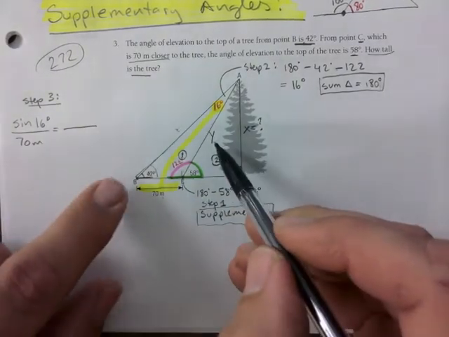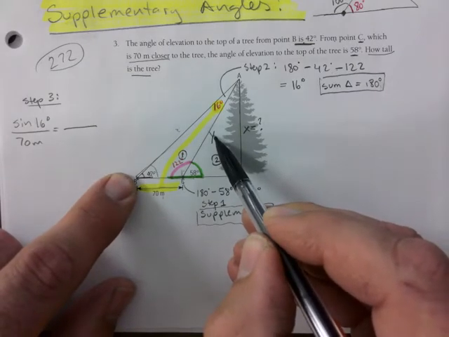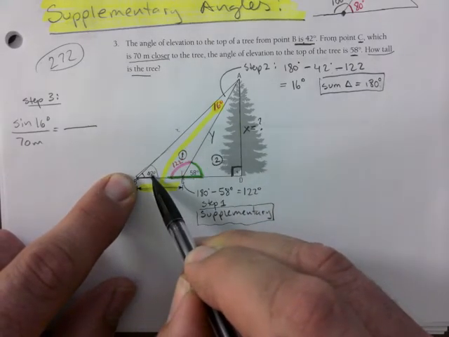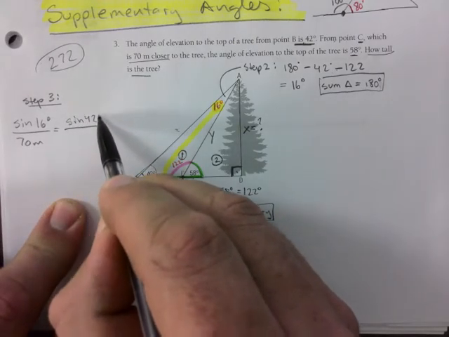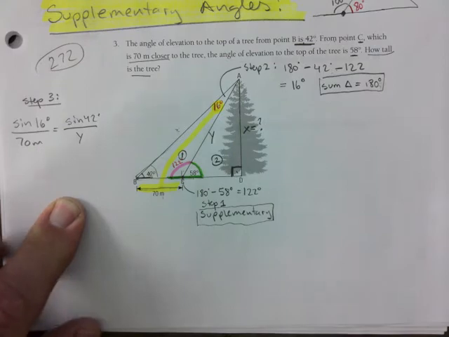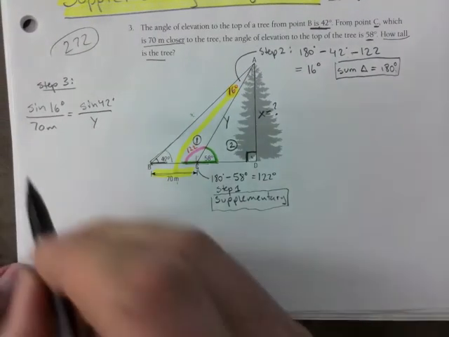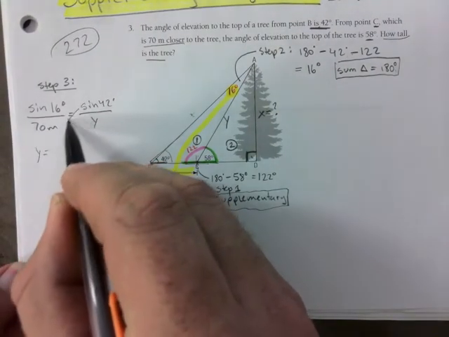And then to find Y, I need to pick which angle? The 42, right? It's across from Y. So sine of 42 over Y. There we go. Let's solve for Y. So cross multiply and divide.